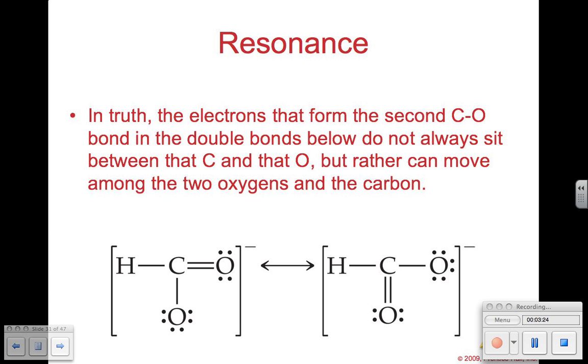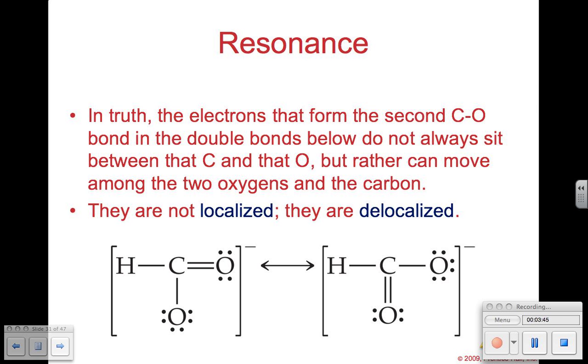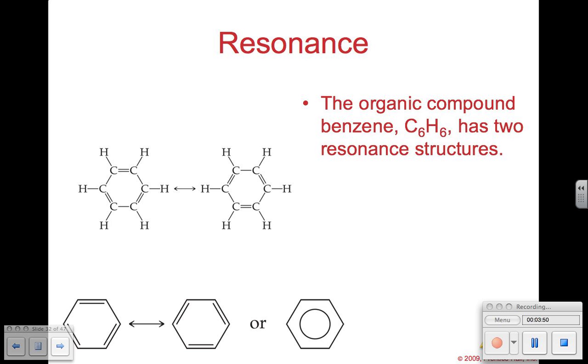Okay, and so what that means is that when we look at the length or the distance of those carbon-oxygen bonds, we don't see one single oxygen bond and one double oxygen bond, but we end up seeing a hybrid of bond lengths that are identical between both carbon and oxygen bonds. So they are not localized, they are delocalized electrons.